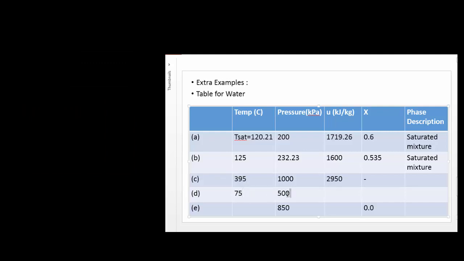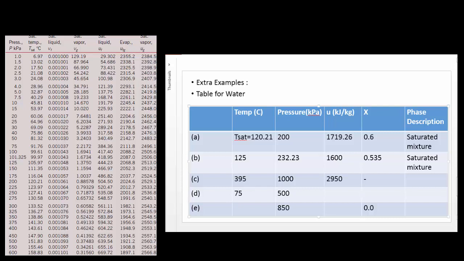Question D gives your temperature and pressure. What do you do? Do you know which state it is? You don't know. Again, go to table A5, because 500 kilopascal is a whole number. You look at the temperature. This temperature is below your saturation temperature. What do you think? If the temperature given is below my boiling temperature, meaning this is still water, I still can drink it. So this is a compressed liquid.